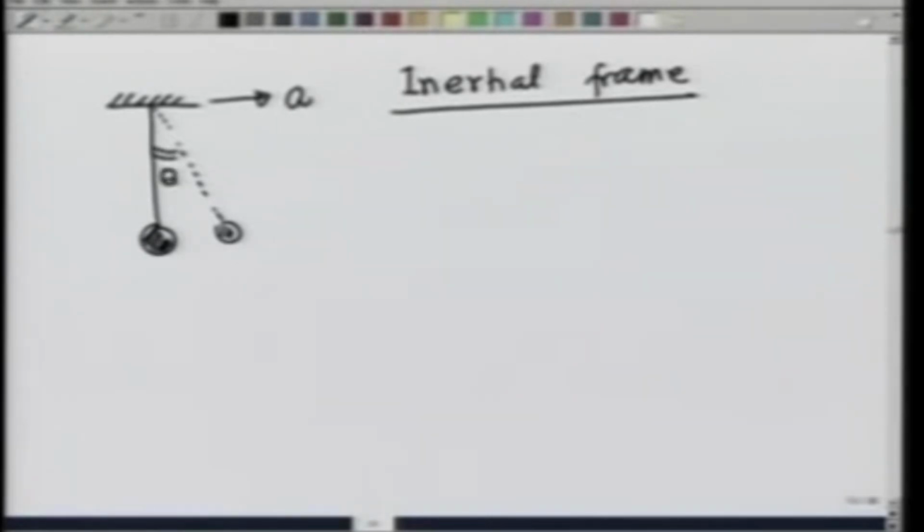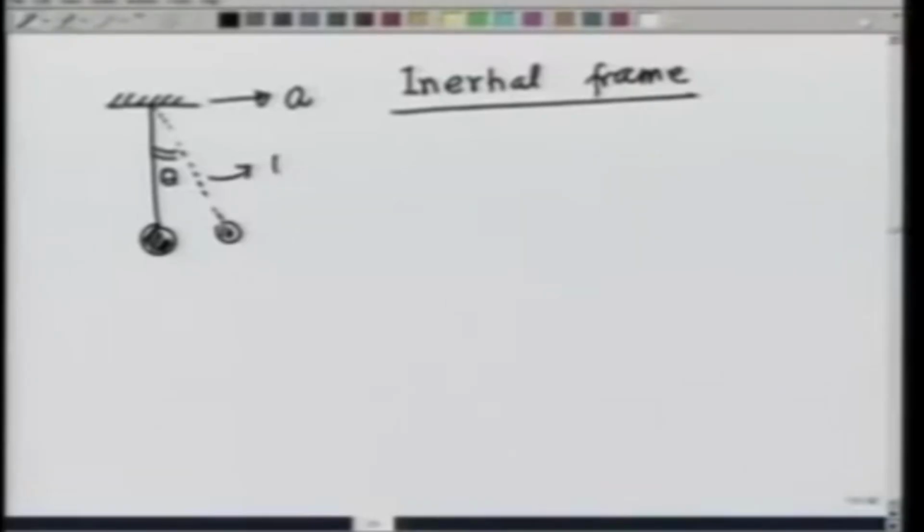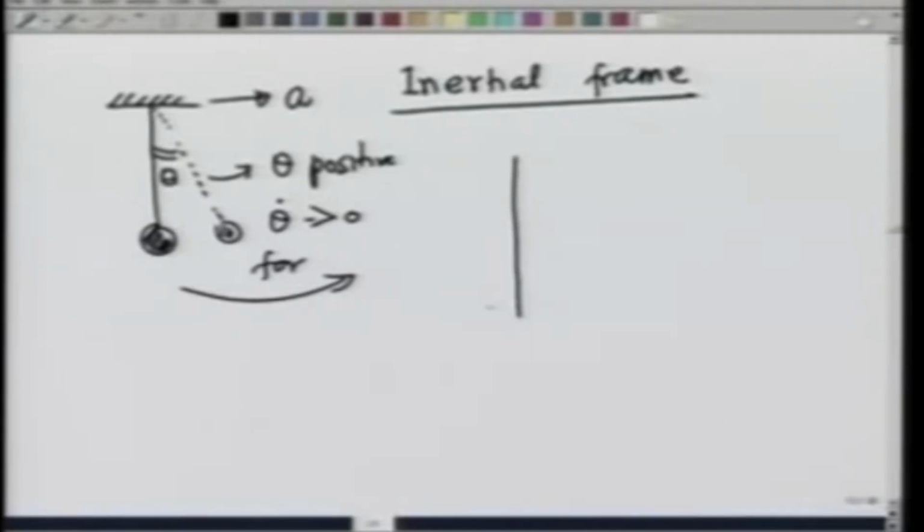I am choosing it to swing to the right so that this way is theta positive and theta dot will be greater than 0 for the pendulum swinging to the right. This I do because now I am going to fix my frame like this, x and y, and initially let the pendulum, I will plot it with blue, be here with the bob at the origin.